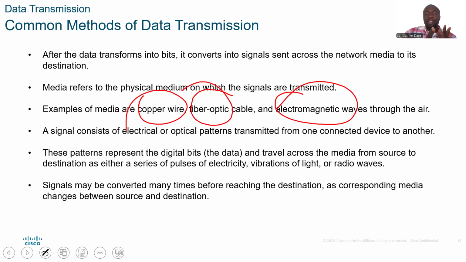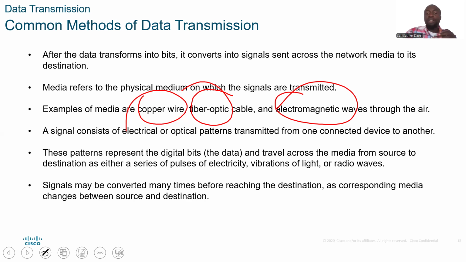So why are they using copper? Because they carry data in the form of electrical pulses. So in the form of electricity, that's how they carry data. The next one is fiber optic. Fiber optic actually uses pulses of light in order to carry data. So it conveys information using pulses of light as it moves the data across.